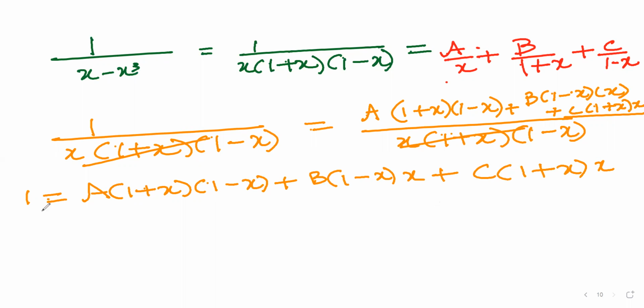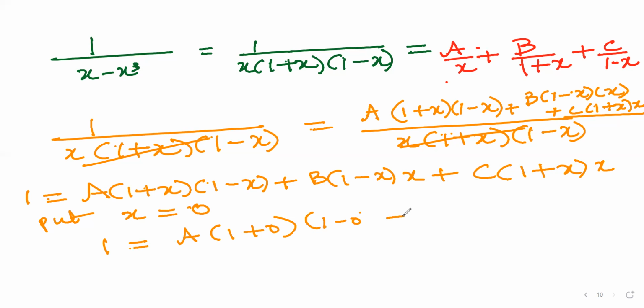Now what I can do is put x is 0, because that's the denominator of your A. By doing so, I will get the value of coefficient A. So put x is 0. What happens? 1 is equal to A into 1 plus 0 into 1 minus 0. What happens to B? B into 1 minus 0 into 0, so that's 0. And C into 1 plus 0 into 0, again 0.